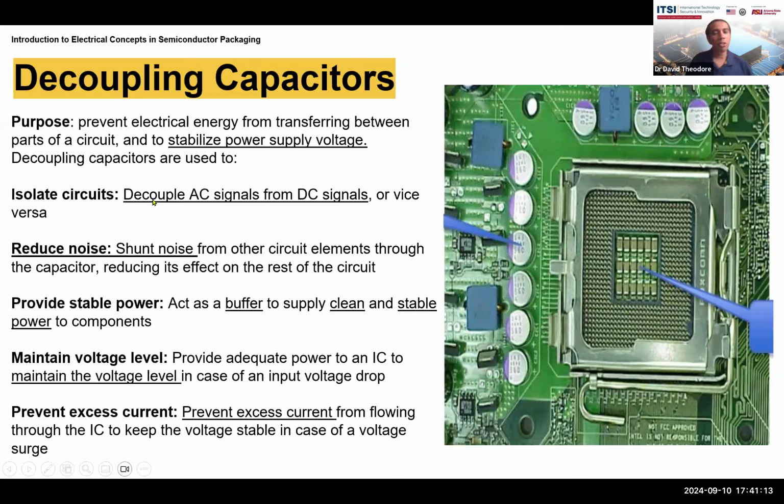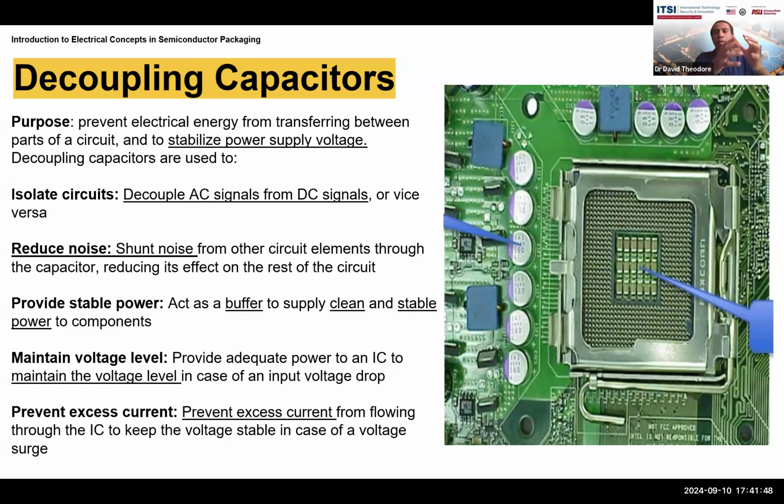Okay, so isolating the circuits is one purpose. Reducing noise is another purpose, where you're shunting noise that comes from other circuit elements through the capacitor, which reduces its effect on the rest of the circuit. If you have a spike in the voltage, when you have a higher voltage, there's a surge, you can have a surge of power coming into your chip. So you keep these capacitors as a protection against that surge coming into the chip. What the capacitor does when the surge comes in is it charges up.